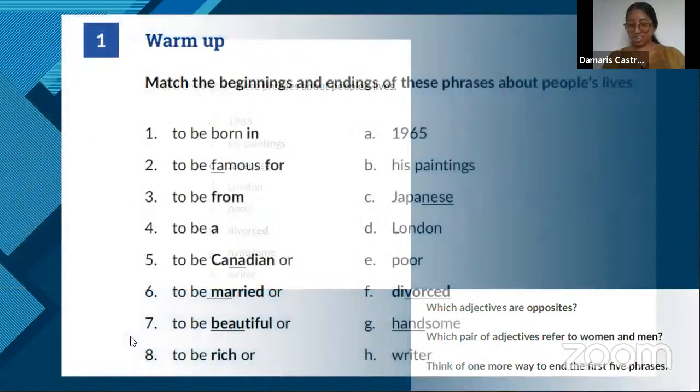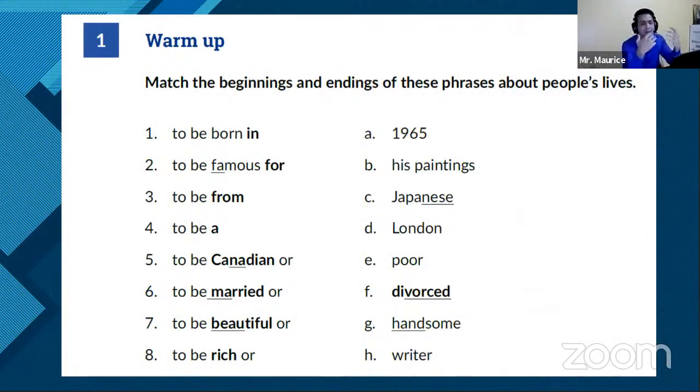Excellent. So, as you can see, we have already practiced the verb to be. The verb to be in infinitive. Aquí tenemos el verbo to be en infinitivo. Todos empiezan con to be. To be born, to be famous for, to be from, to be a, to be Canadian or, to be married or, to be beautiful or, and to be rich or.